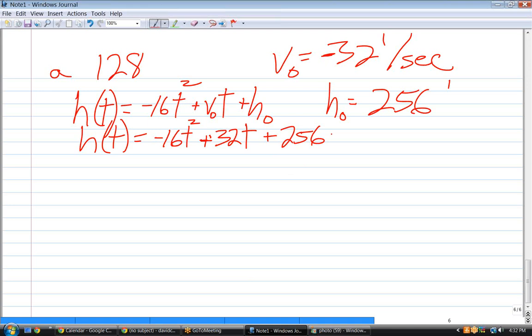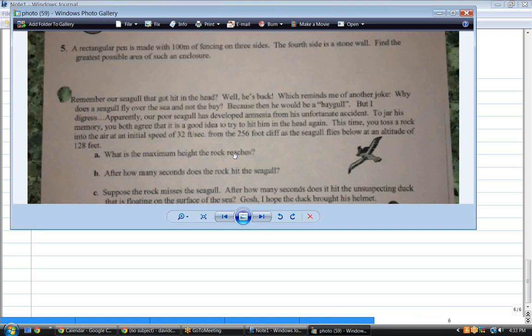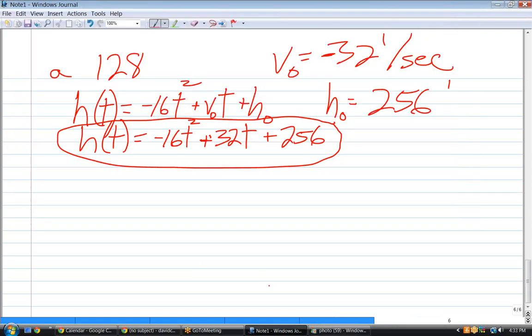Now, this is the equation of the height of the rock at any point in time, and let's test it. What happens right before the rock leaves your hand at time 0? What is its height? 256. Yeah, and if I plug in 0 for t, that's what I get. So the question we're trying to answer is, when is this rock going to be at a height of 128? Well, actually, excuse me. What is the maximum height the rock reaches? Let's figure that out first. How do we do that?